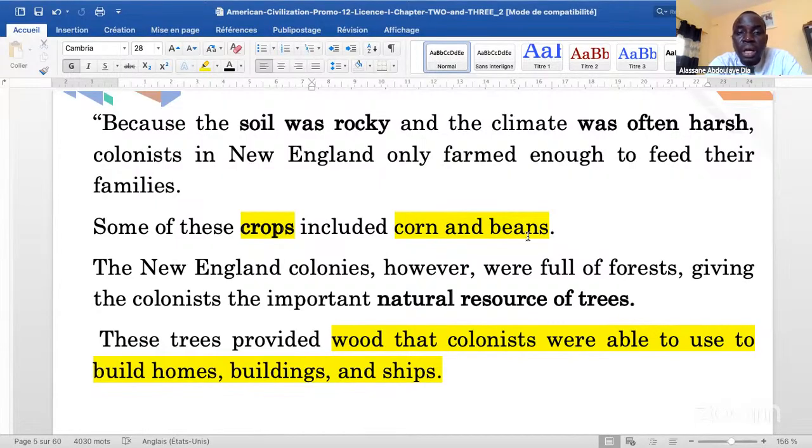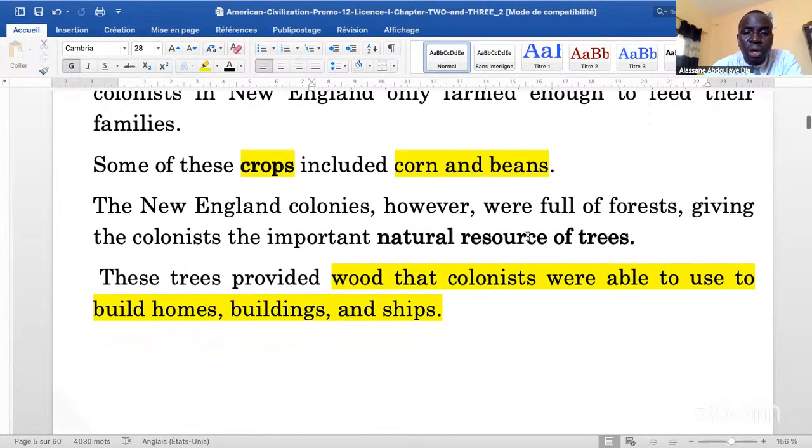So the New England colonies were characterized by big forests. And the advantage of the big forest was to give the inhabitants of the colonies or the colonialists important natural resources. And this was the trees. What was the advantage? They used the trees to provide wood, le bois.